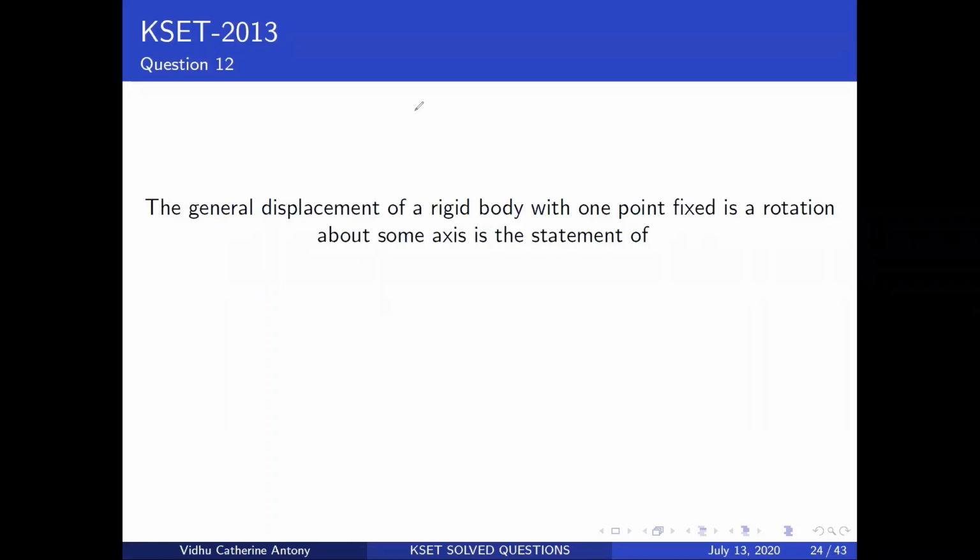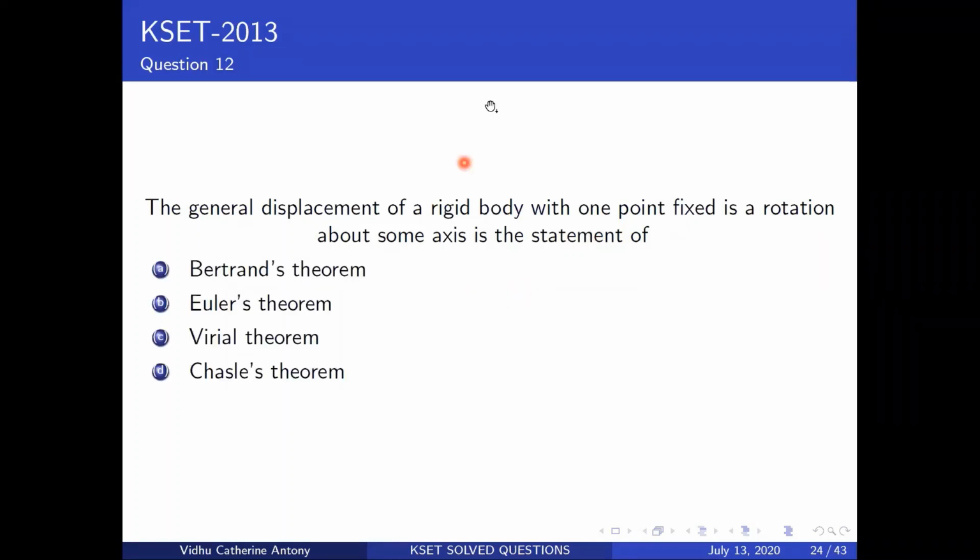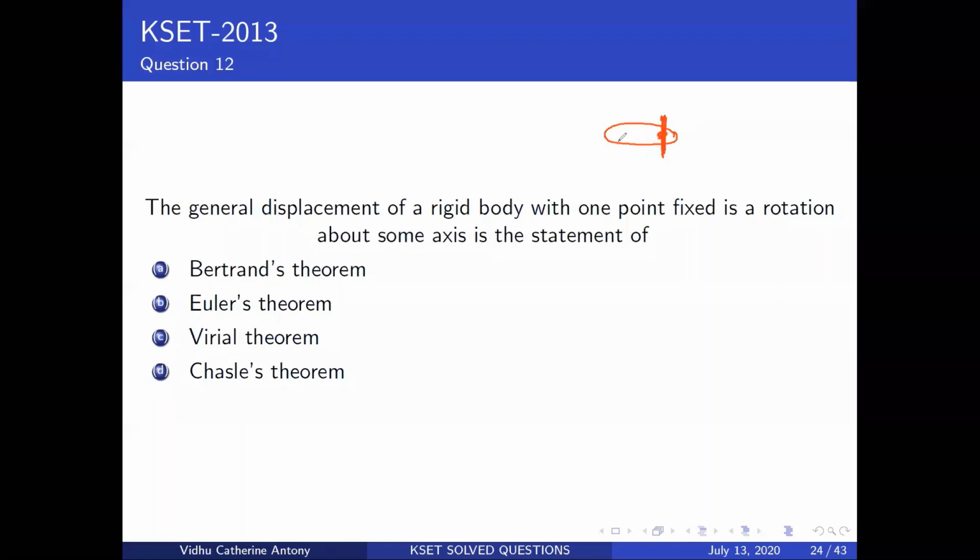Okay, so this is a little tricky question that they've given. They've said the general displacement of a rigid body with one point fixed is a rotation about some axis is the statement of Bertrand's theorem, Euler's theorem, Virial theorem, or Chasles theorem. So they've said the rigid body is fixed at one point. So the general displacement of the rigid body with one point fixed is a rotation. Okay, so this point is fixed, so it's a rotation. Now I'll go on to read the statements of these theorems.